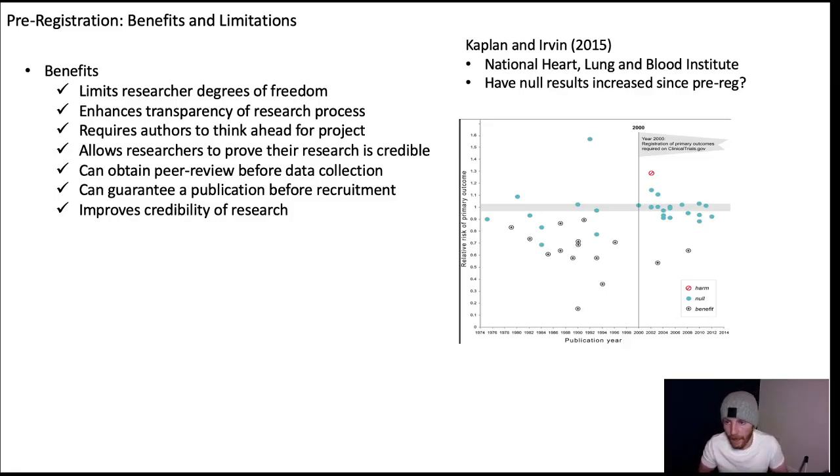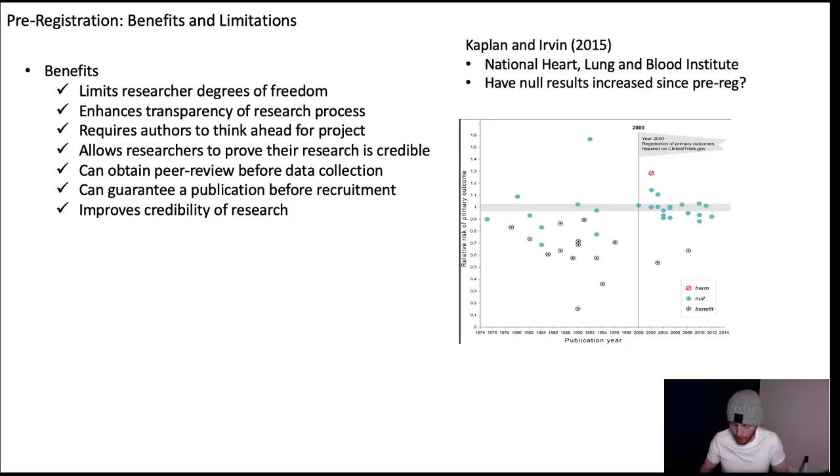Now, if you look at the straight line at the year 2000, that's when pre-registration was introduced to the NHLBI. And what you see is, before that line, I think it's nearly 60% of studies reported finding some benefit. That reduced to 8% of studies afterwards. So you've gone from nearly 60% to not even 10% of studies reporting a benefit. And most studies report a non-significant effect.